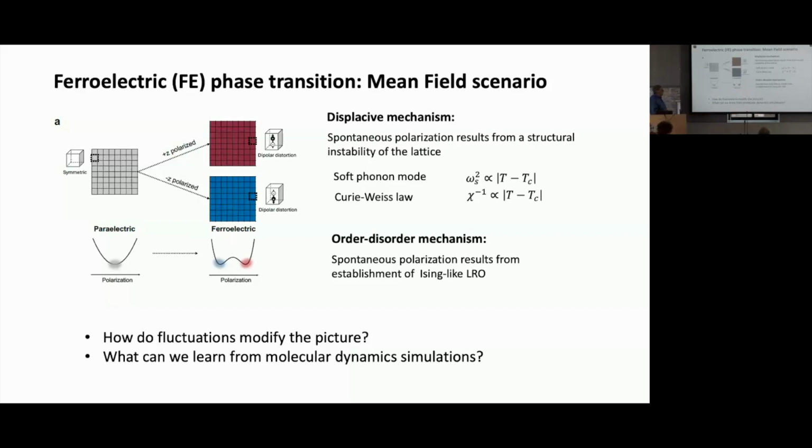There is also another mechanism that can explain this transition. These two mechanisms are not mutually exclusive, so there can be some of this effect and some of this effect. In this case, in the order-disorder, the spontaneous polarization results from establishment of long-range order, like in an Ising model. Now, the question is, how do fluctuations modify this picture? And can we learn something about that from molecular dynamics simulation? That is the subject of my talk today.